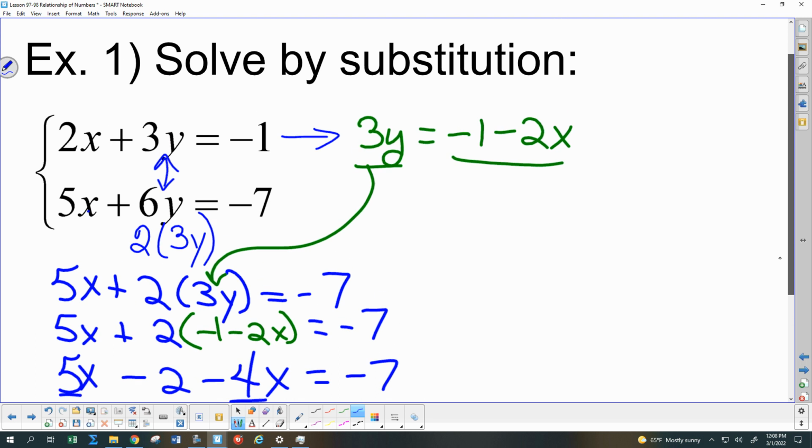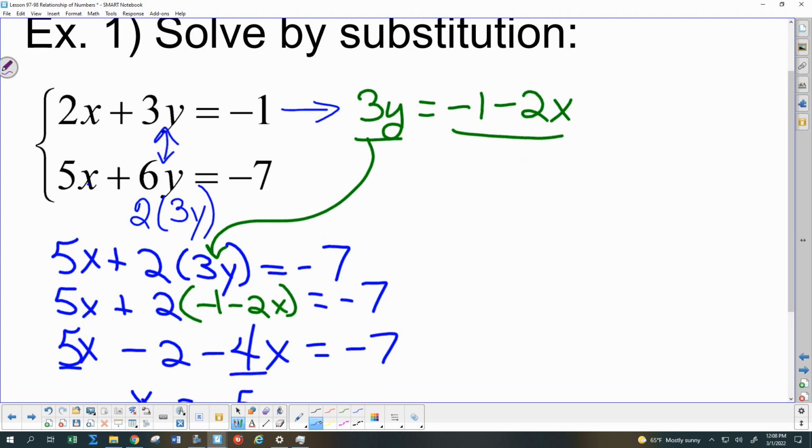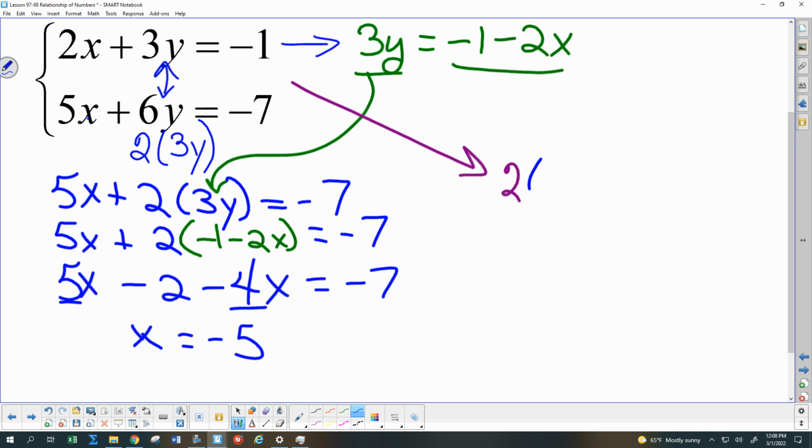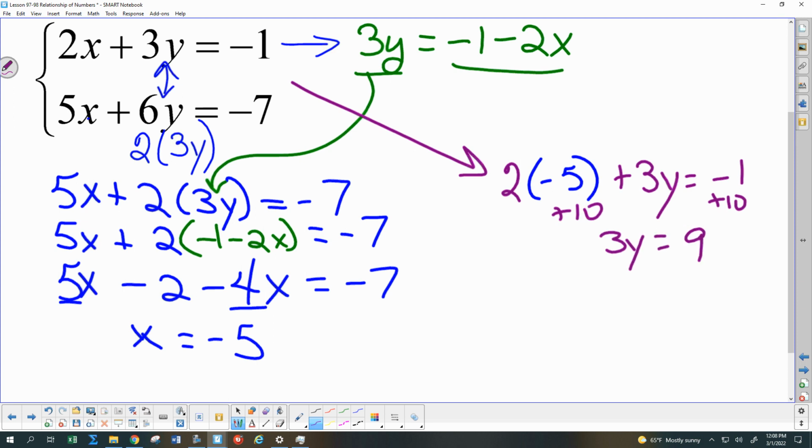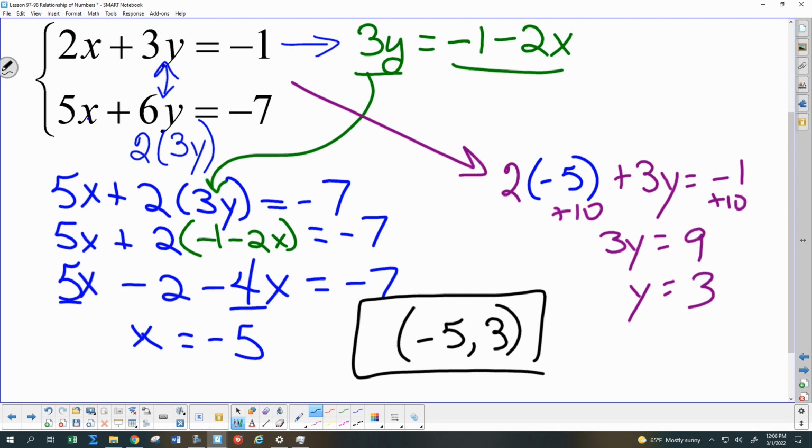We need to get y, so we're going to come back to our original equation here. And do we like 2x plus 3y or 5x plus 7y? Which do we want to use? Okay, either one would work. I also like the smaller numbers. So 2, the x we now know is -5, and plus the 3y is -1. So this is what, a -10? So add 10. 3y is 9. Everybody, what's y? And write our final answer as an ordered pair, -5, 3, and we are finished.